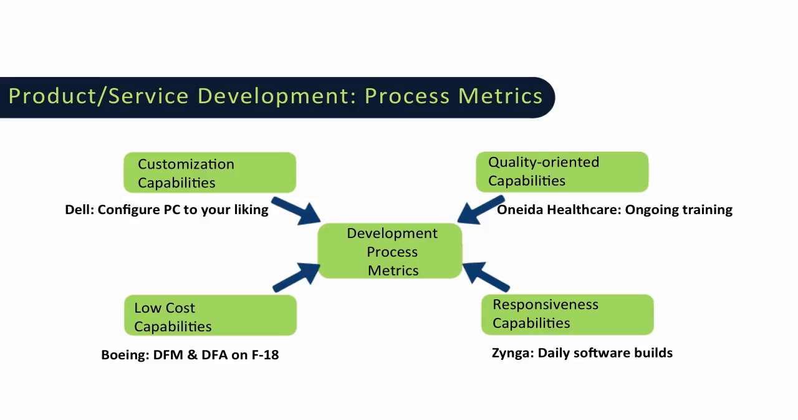Responsiveness development capabilities ensure that companies can be attentive to customer needs. For example, social gaming company Zynga creates new software versions, called builds, every day to ensure that their customers are always playing the latest and greatest games. Responsiveness development capabilities include speed of development, attentiveness to needs, specialized training and equipment, and market feedback.